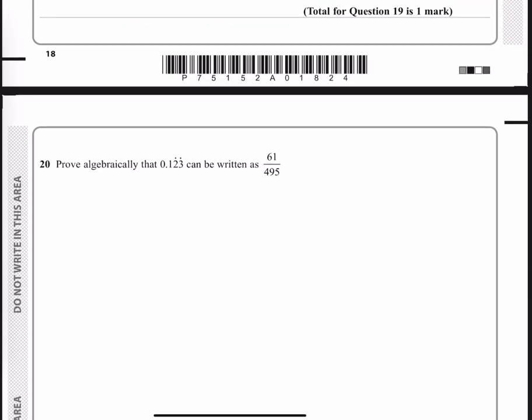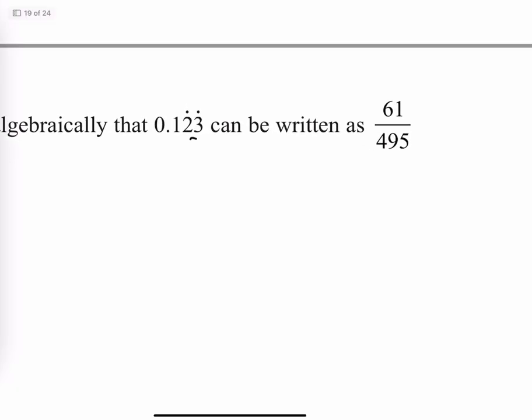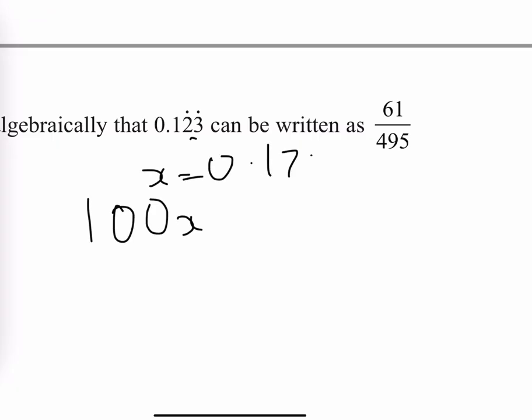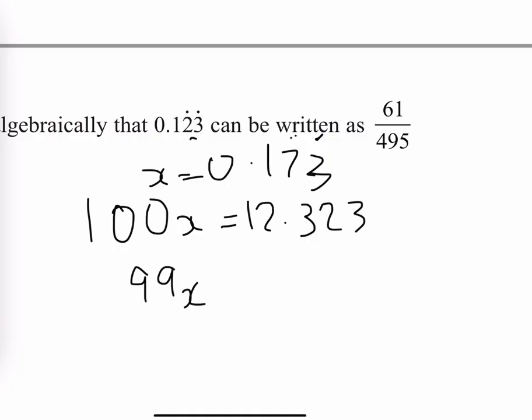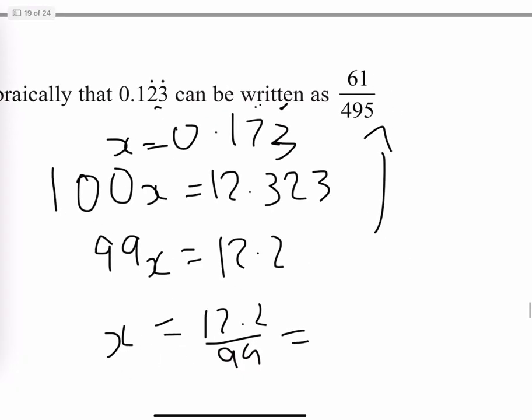Prove you can write it as this. Well, there are 2 repeating digits, so I'm going to make this equal to 100x. So if x equals this, 100x equals 12.323. So again, I'm going to minus this off to get 99x equals 12.2. So x equals 12.2 over 99. If I type that into my calculator, hopefully it will show us that's actually 61 over 495. Essentially, we've just times both sides by 5. Nice, moving on.